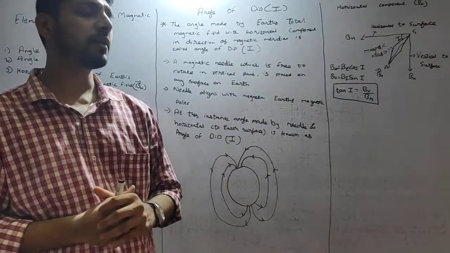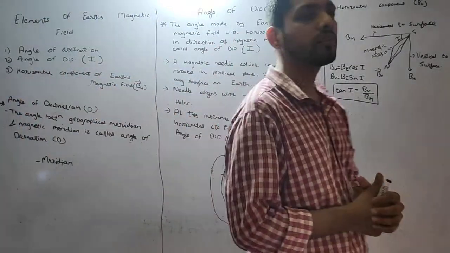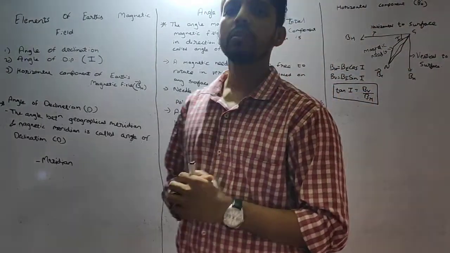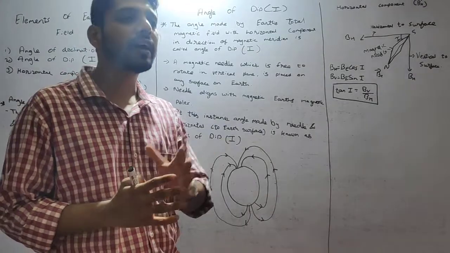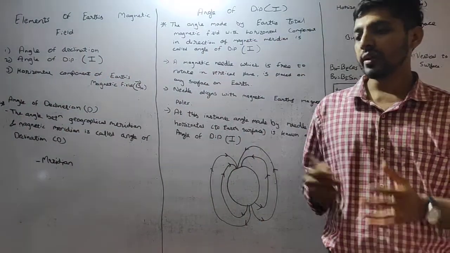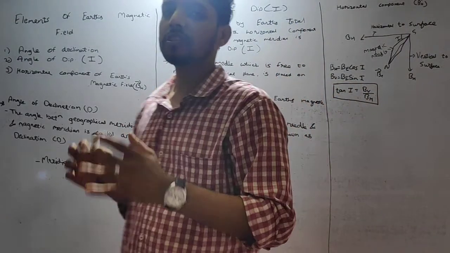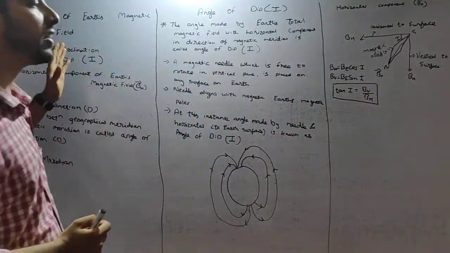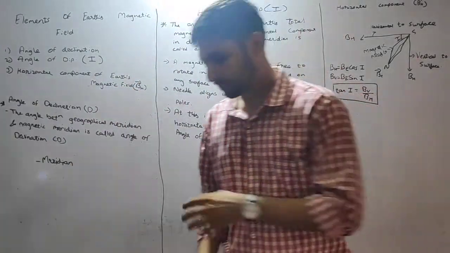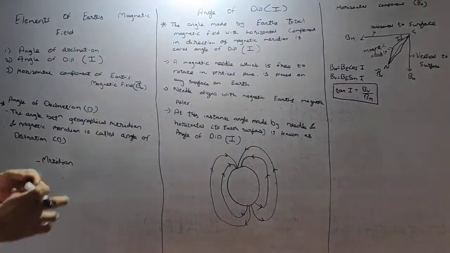For example, there may be ores inside the Earth, mining ores may be there. So at that point what happens? Some amount of magnetic field gets deflected, so the magnetic needle also gets deflected. So at that particular point the magnetic field may change. So if you know these three elements, you can find out the exact magnetic field at that particular point. Now we'll talk about what the three elements are.